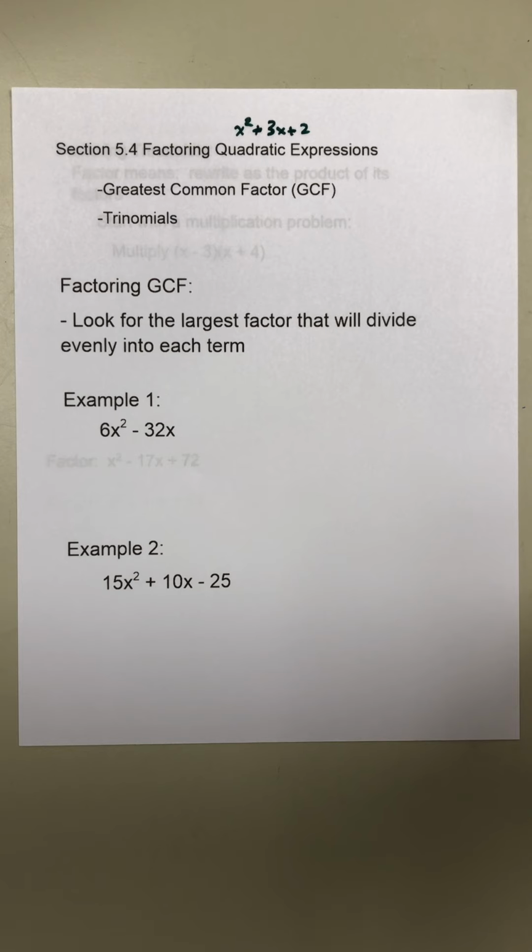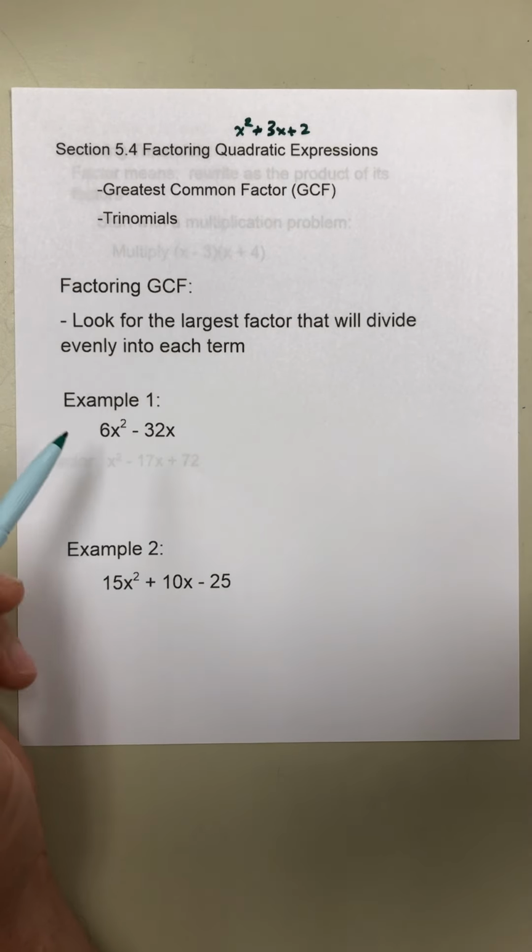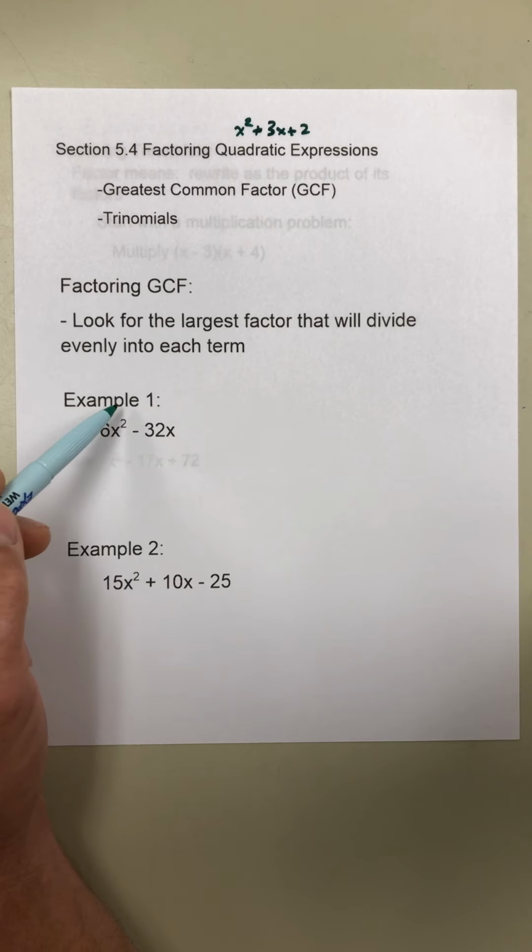So what does it mean to factor the GCF? What we're looking for is the largest factor, the largest number or numbers and variables that will divide evenly into each term. So we've got to know some of our division facts for this. So let's go ahead and look at example 1 here.